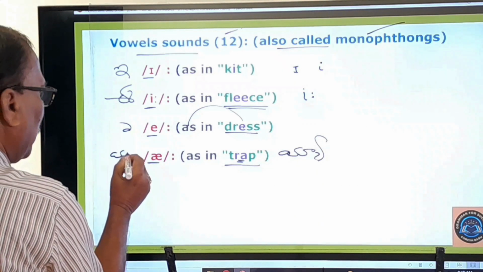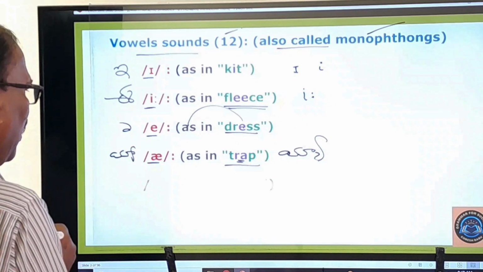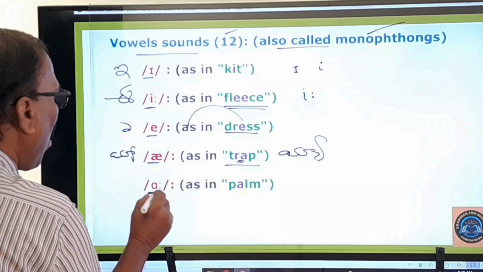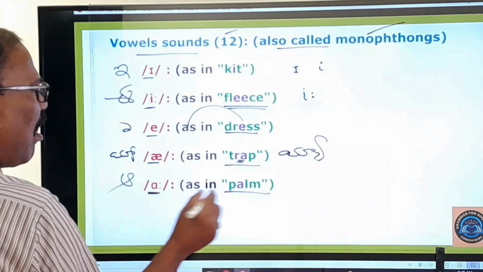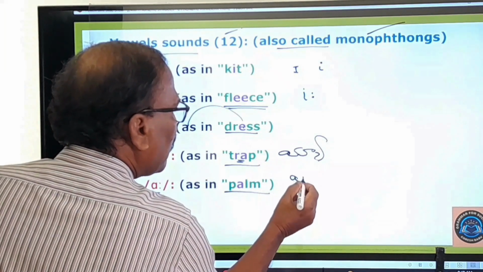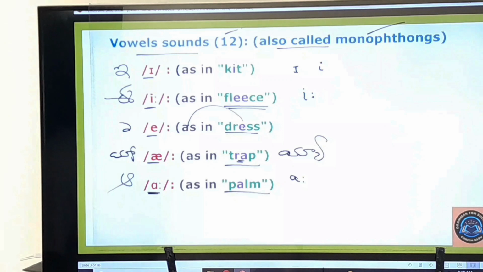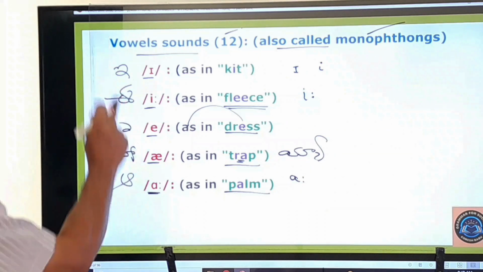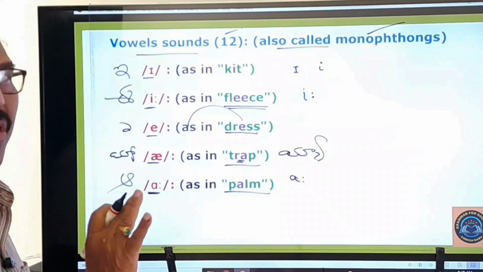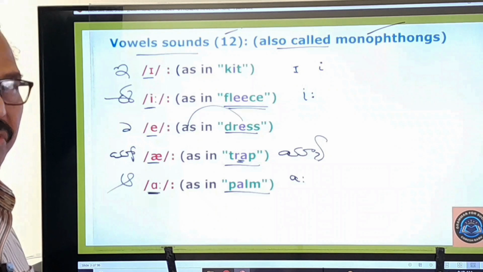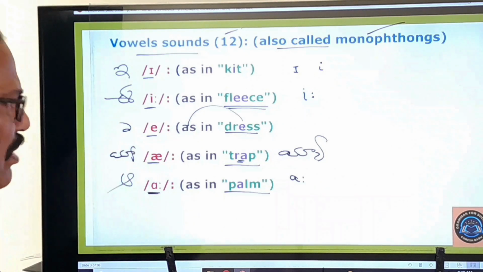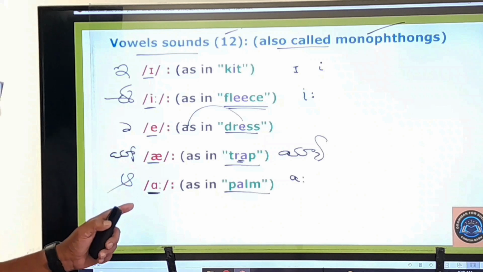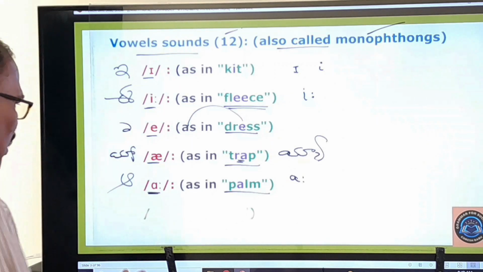So let me write here. And here you pay attention. Ah, as in palm. This sound is written like this, with two dots. Please learn all these things. These are international phonetic symbols, not just local phonetic sounds. Therefore, you have to learn them as they are. Right. And here you go to the next one.